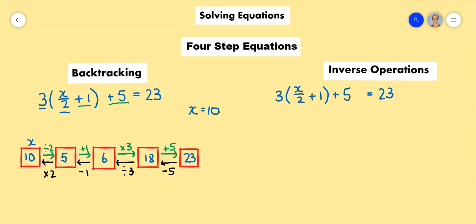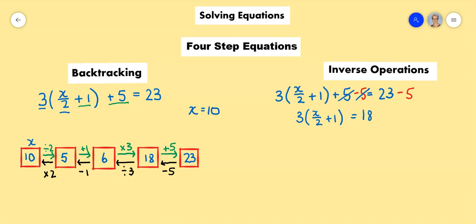Okay, now let's use inverse operations in our equation. We could see from our flowchart, the first thing that we had to do to undo our equation was to minus 5. So we're going to minus 5 from both sides of the equation. Plus 5 and minus 5 will cancel out. So I'm left with 3 times x over 2 plus 1 is equal to 23 minus 5, which is 18.